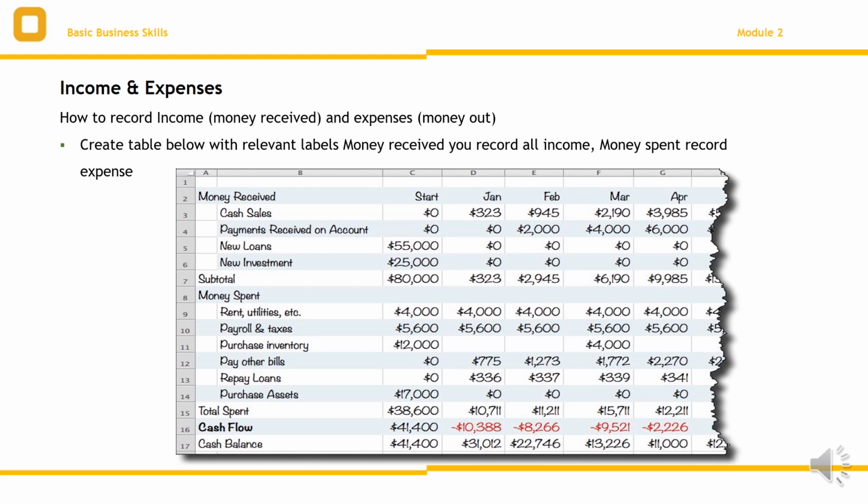You'd record money that you may have received from new loans or from any investment. So on a month-by-month basis, you'd have to record money that you received as a business, which would be your income. You'd then have a total of your income.